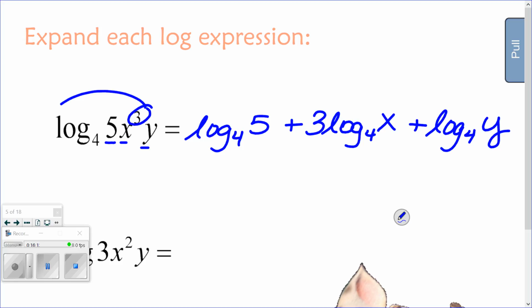Okay, so step 1 is we're going to split that whole thing apart. And then don't just stop. We always want to go back and look. Can you evaluate any of them? Does 4 to some power equal 5? No. 4 to some power equal x? 4 to some power equal y? No. Okay, but if there are, especially when you get the numbers in there, you want to double check those, because sometimes you can simplify them.